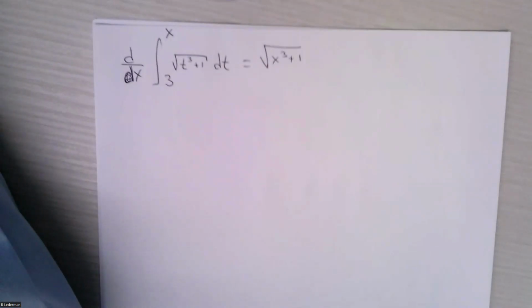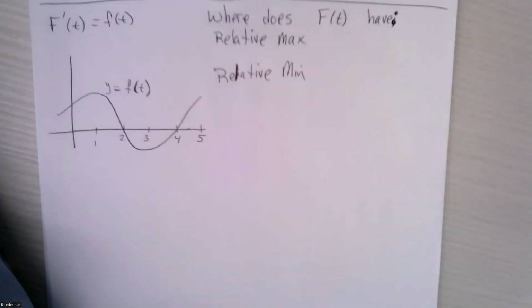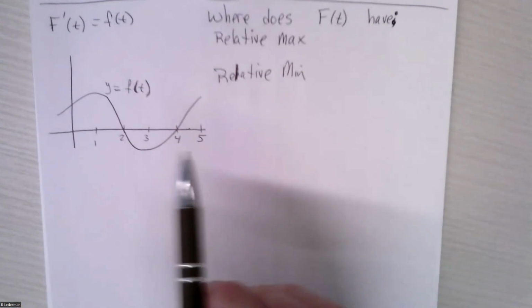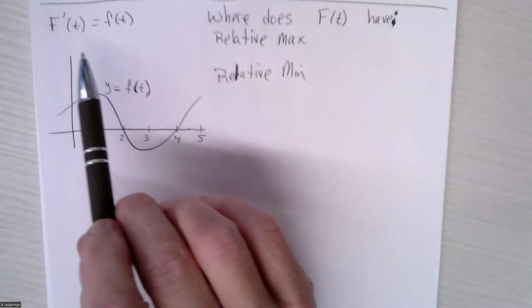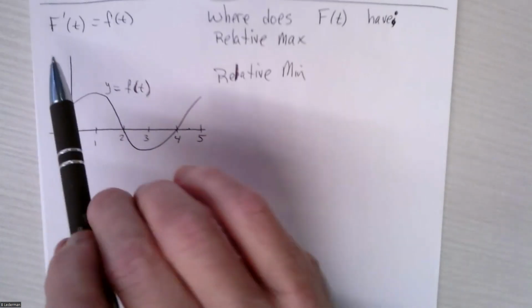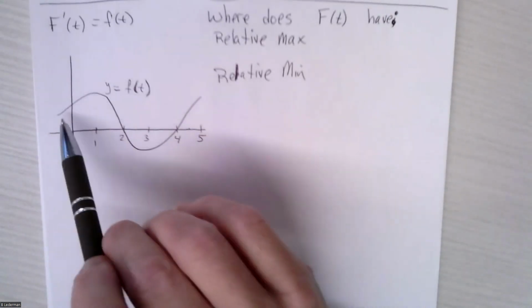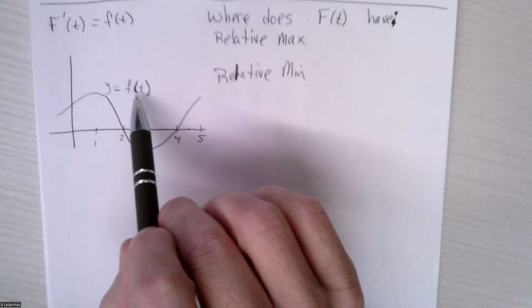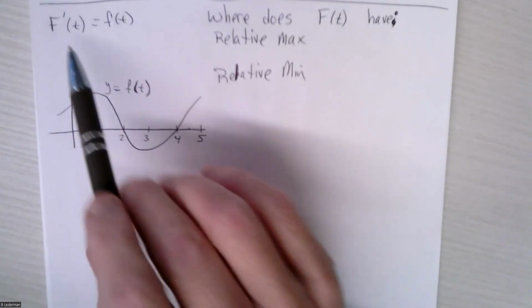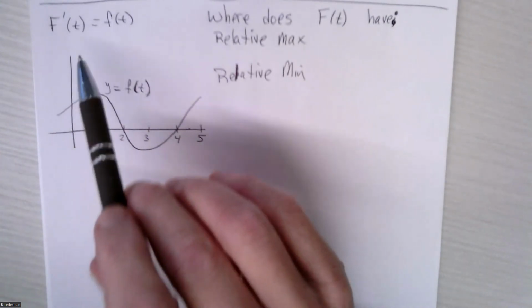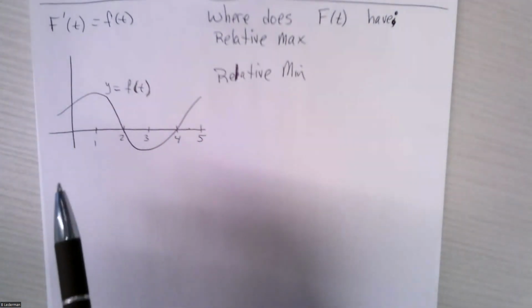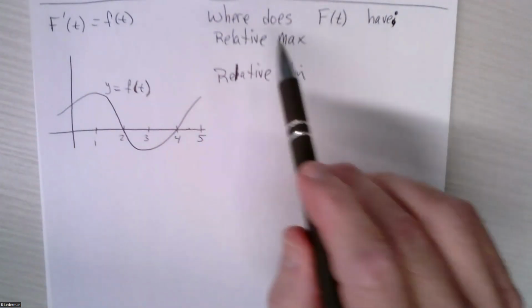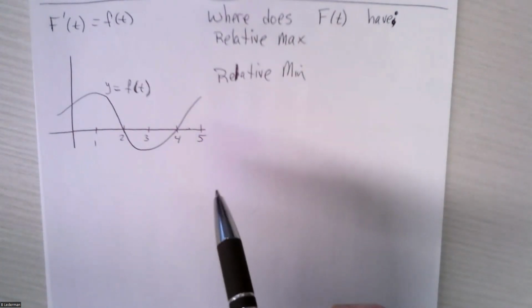Let me just draw it out for you. So F prime of t is equal to f of t, that's capital F, small f. So this curve is y equals f of t, small f of t. And capital F, as you know, is the area under the curve. But basically, the derivative of capital F is small f. So where does capital F have a relative max? Where does it have a relative min?